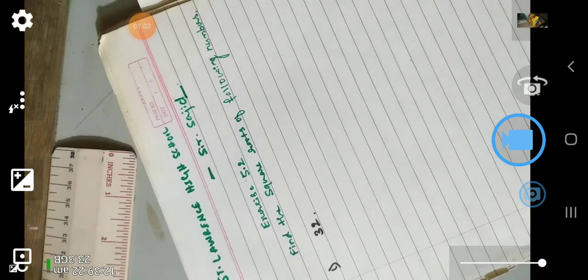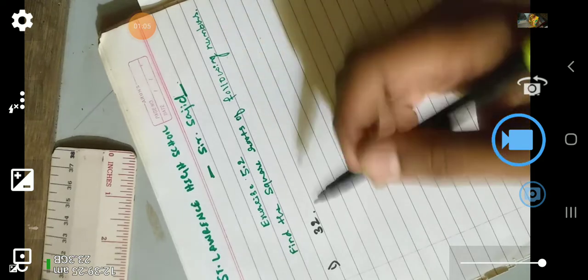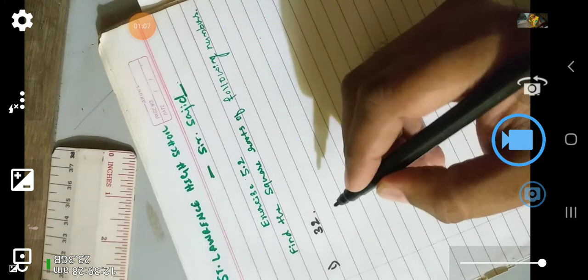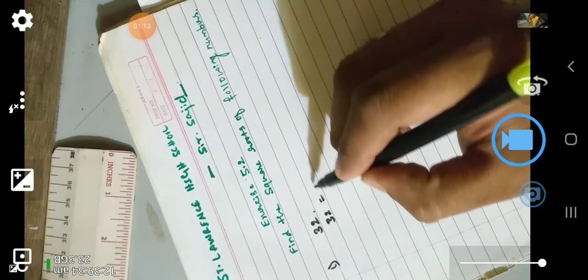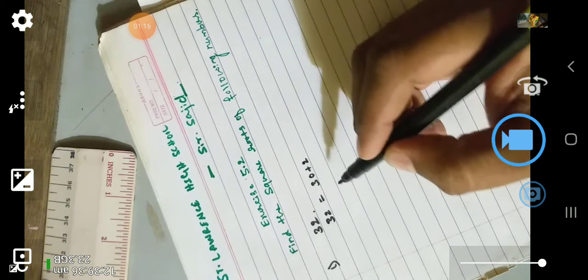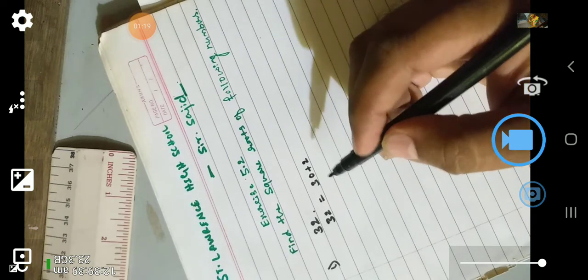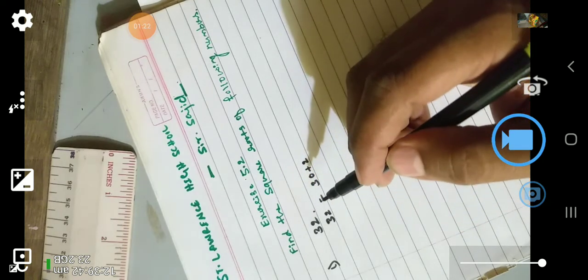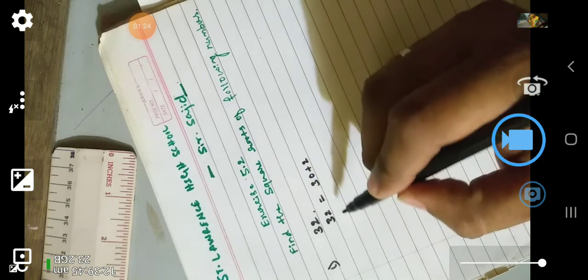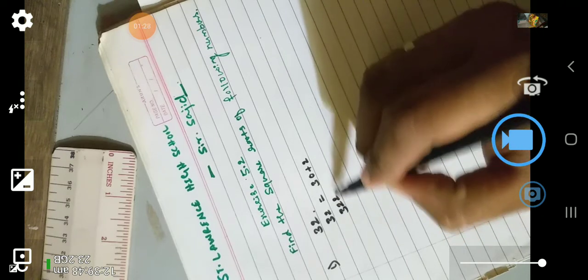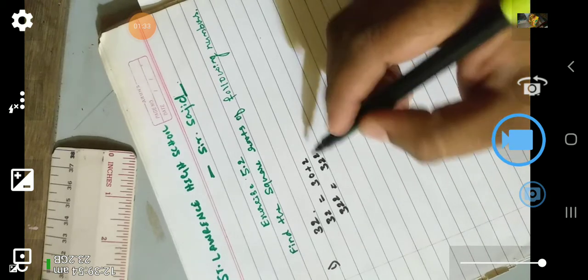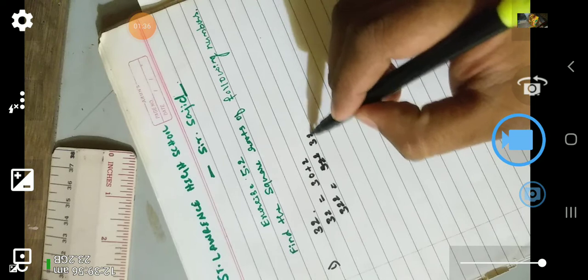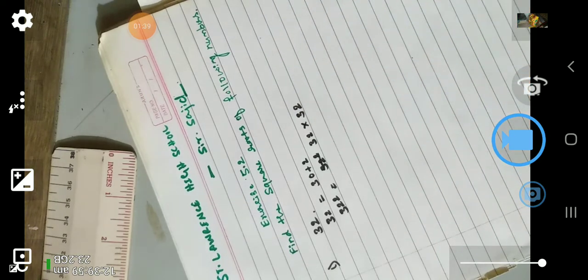So how can we find the square root of the following number? Let's try to understand it. 32 we can write as 30 plus 2. We need to find the square of that, so 32 square is nothing but 32 whole square. I can write it as 32 into 32. Let's try to understand how to solve it.